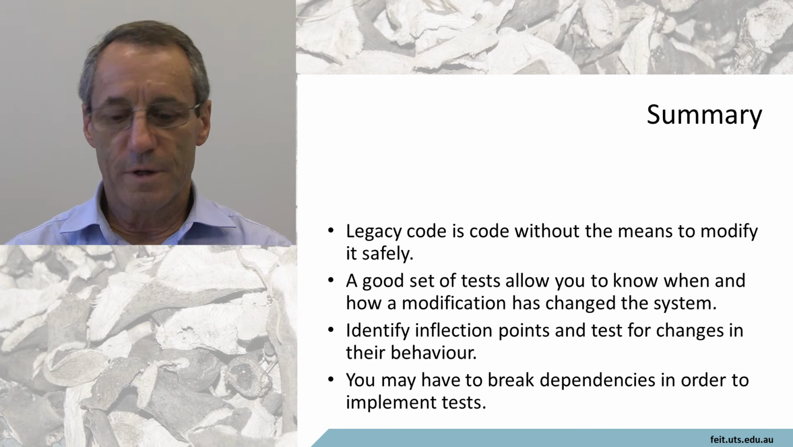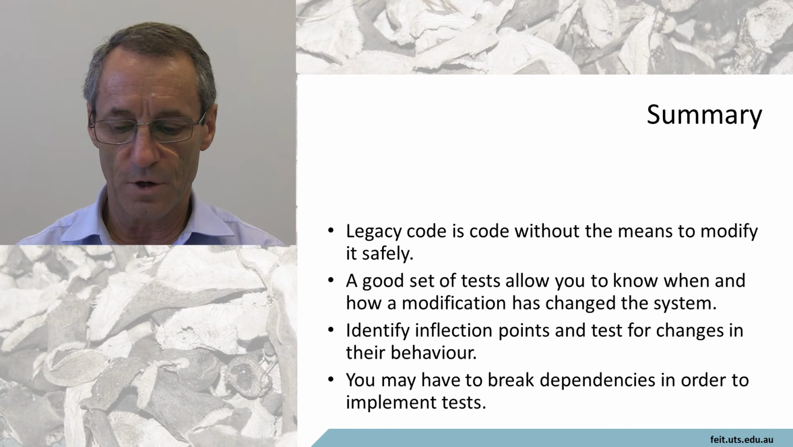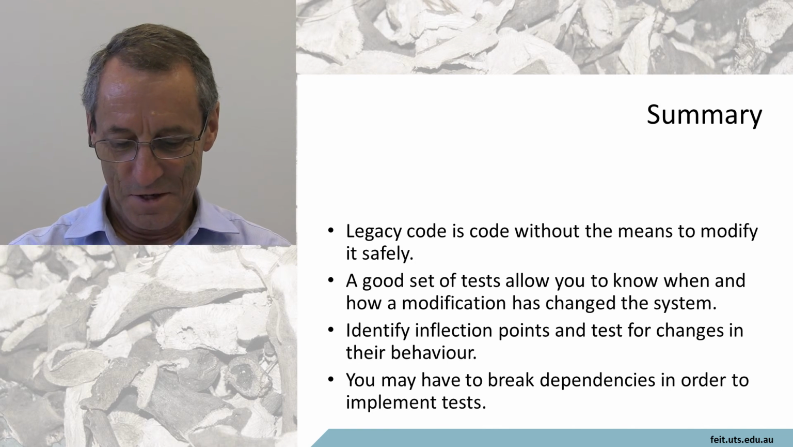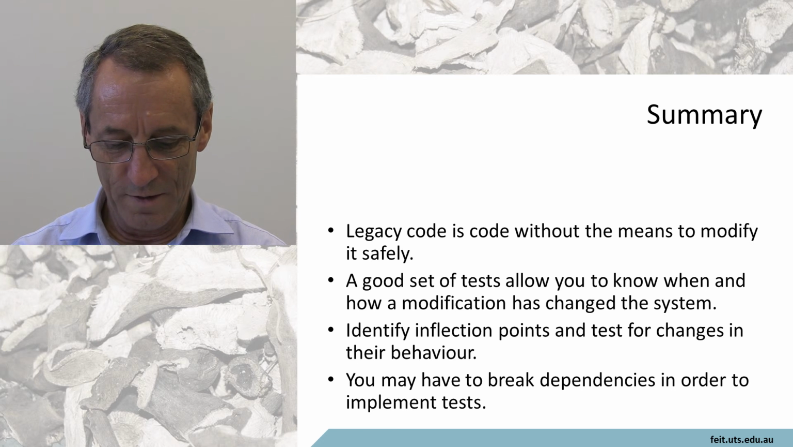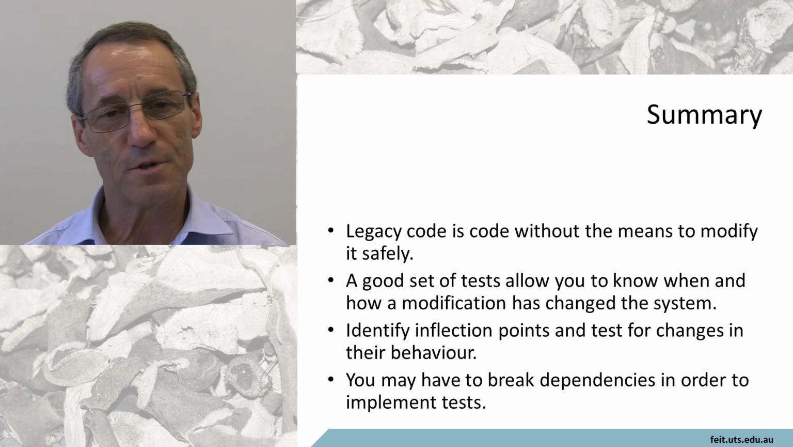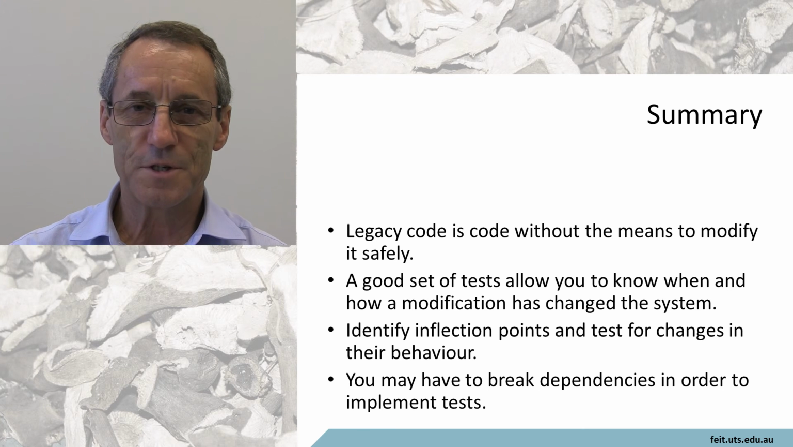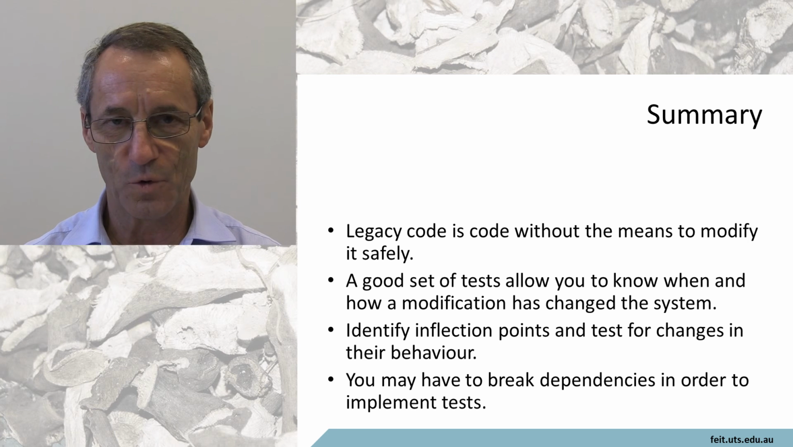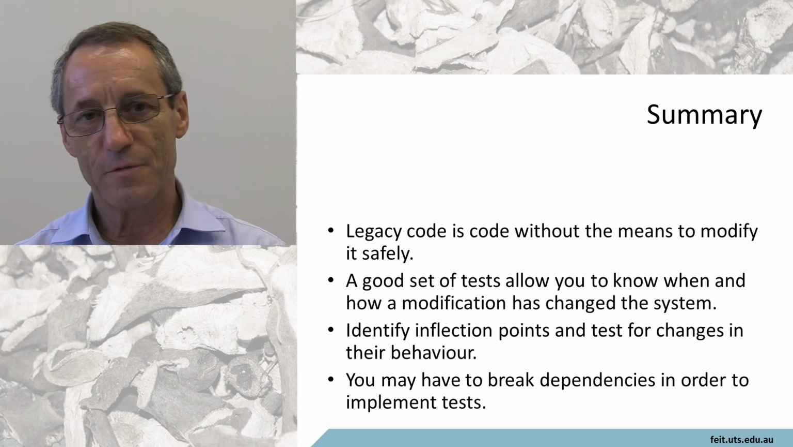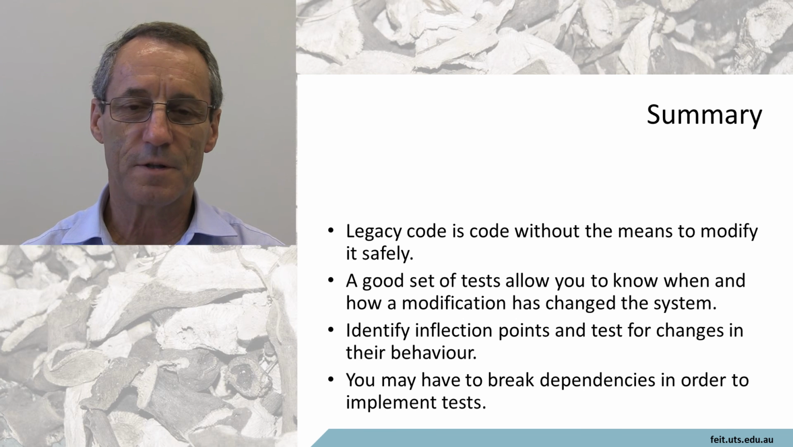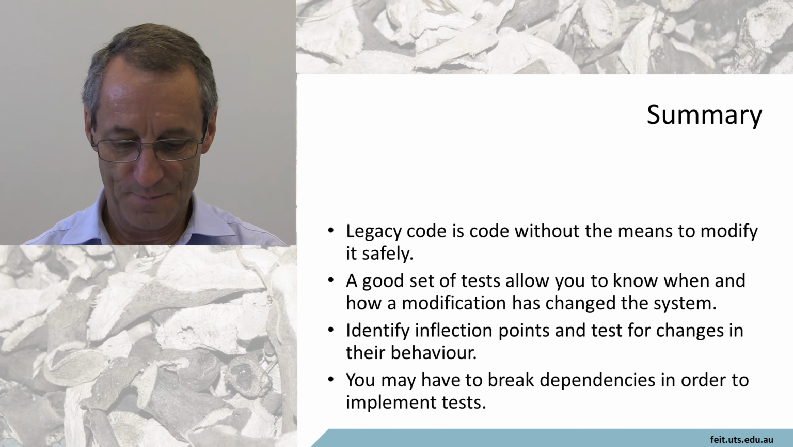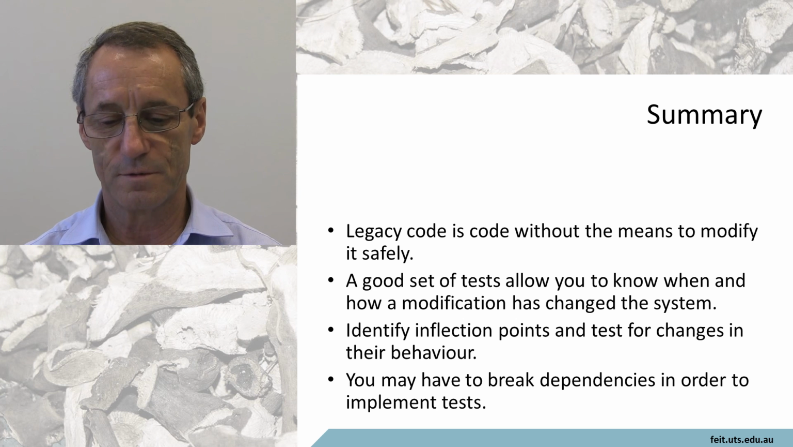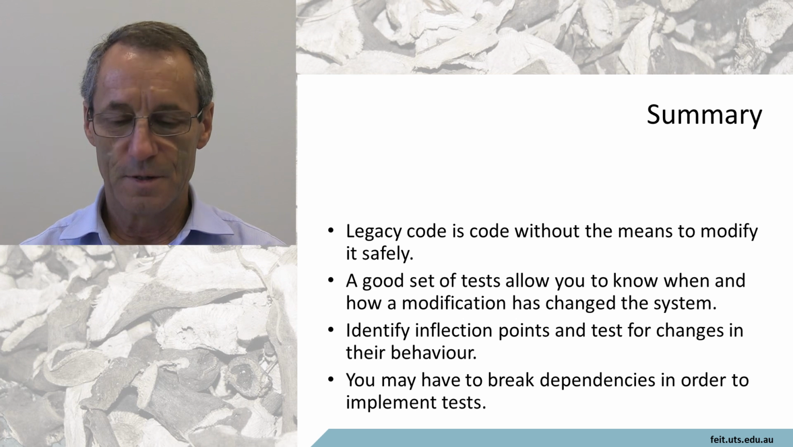So a summary then for legacy code is that legacy code is code without the means to modify it safely. Pretty good description for legacy code. A good set of tests allow you to know when and how a modification has changed the system. It's not that you can make changes safely, but that you can detect when a change has set off some other unexpected, unwanted effect. Identify inflection points and test for changes in their behavior, if you can. You may have to break dependencies between the inflection point and other parts of the system in order to get a good inflection point. So that's legacy code.